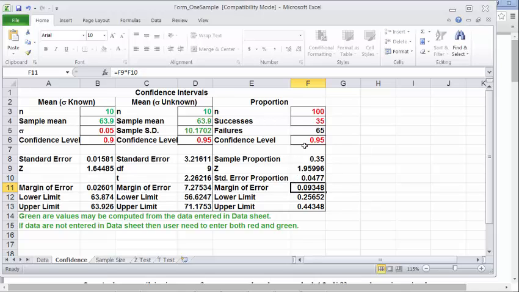In fact, in this worksheet, I use this level to help me use the Excel function to calculate the z-score, and then use it to calculate the marginal error. And if you want to present your result in interval form, then this will be the lower limit, and this will be the upper limit for the confidence interval. This will be from 0.35 minus the marginal error, and the upper limit will be from the sample proportion 0.35 plus the marginal error 0.0934.